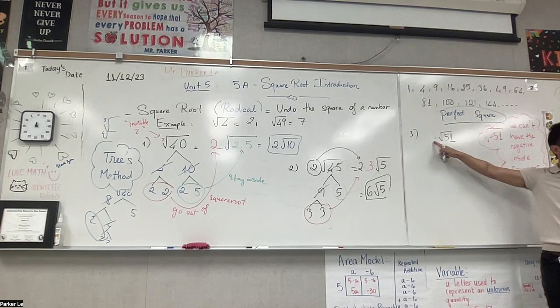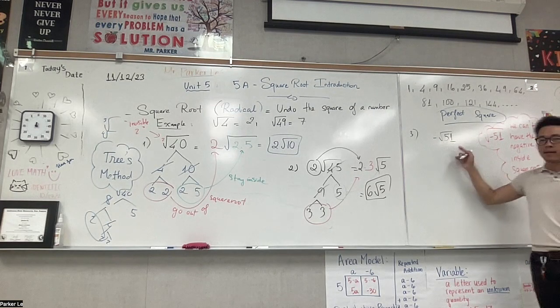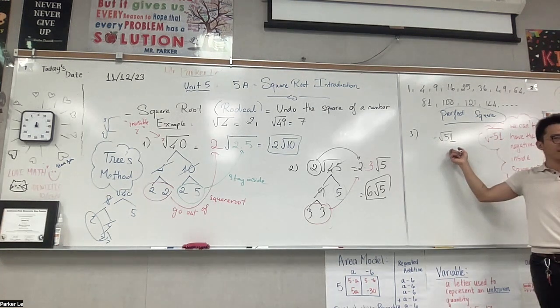Then is it okay to have a negative outside of the square root? Yes, it's okay. Want to do this? 20. 17 times 3. Yes. How do you know?